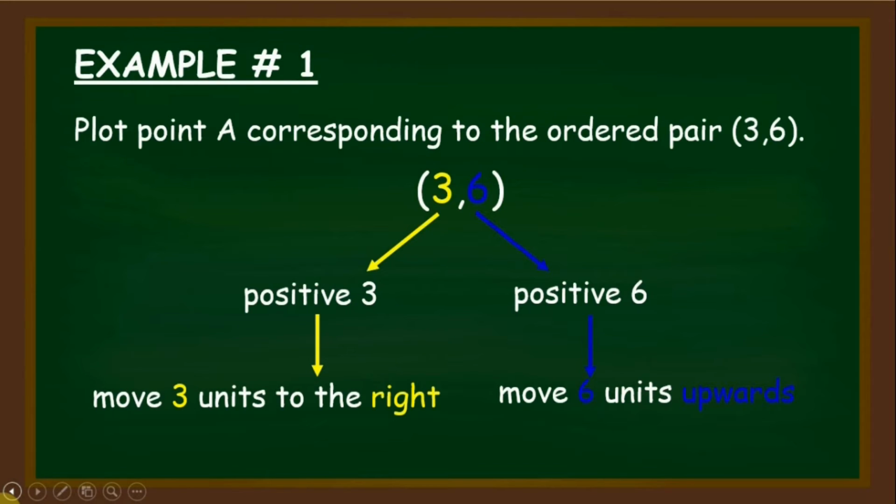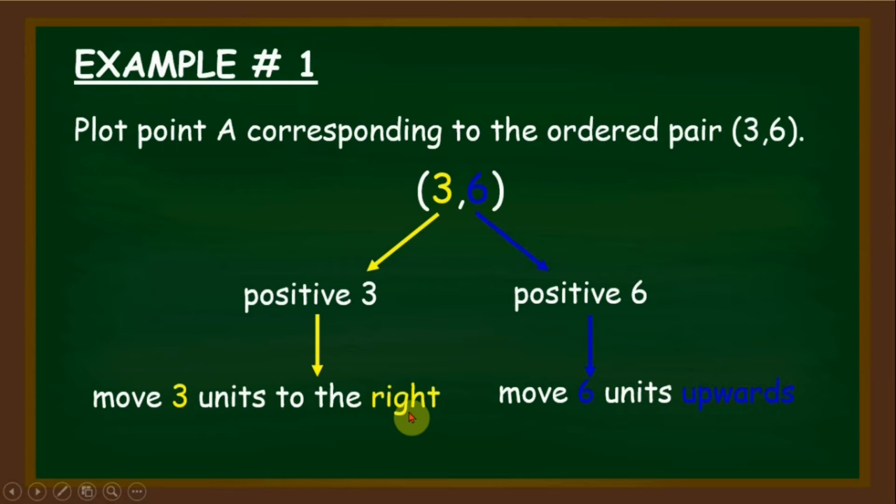Now, let us check if you fully understand what we've just discussed in plotting a point on a Cartesian plane. Let us have some examples. For example number 1, we are asked to plot point A corresponding to the ordered pair (3, 6). We know that 3 is the x-coordinate and 6 is the y-coordinate. In case a coordinate doesn't have any sign, it is understood to be positive. So in this case, our x-coordinate is positive 3. That means we have to move 3 units to the right.